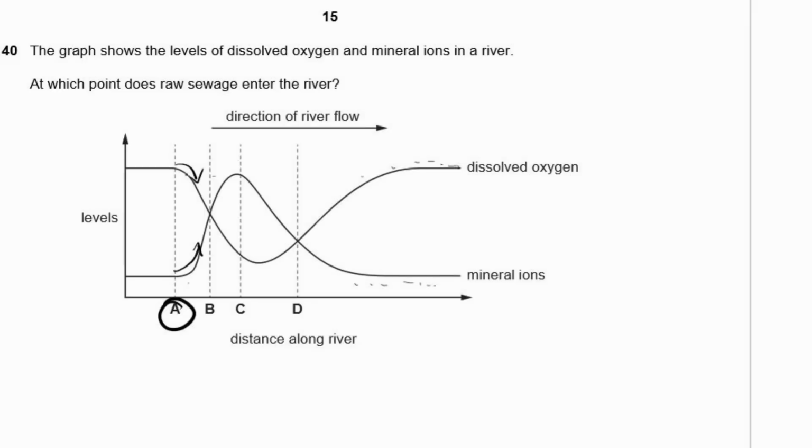So the dissolved oxygen drops to the minimum, and then it starts to go back up again. And the minerals go up to the maximum level they will, and then it starts to balance itself back to where they should be as it goes farther along the river. And maybe other rivers feed into it and dilute the raw sewage.